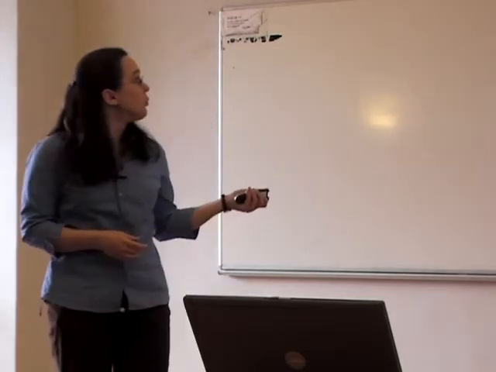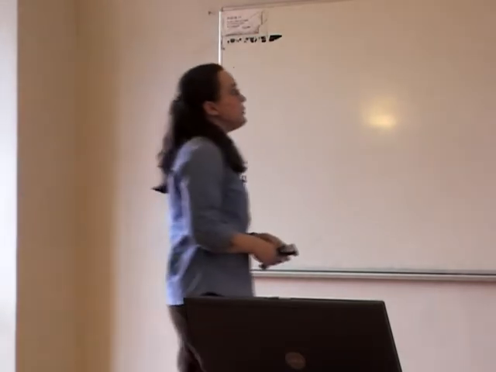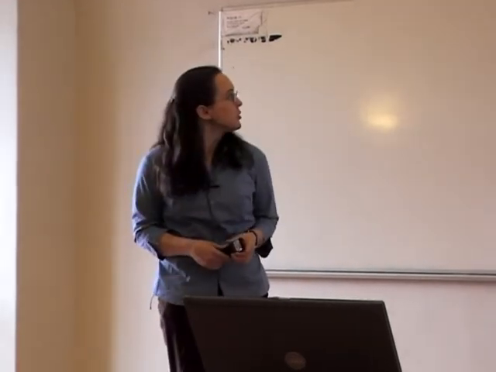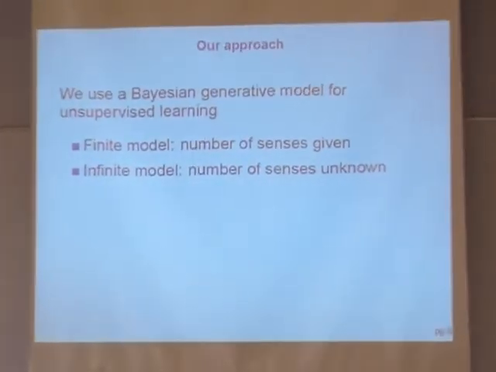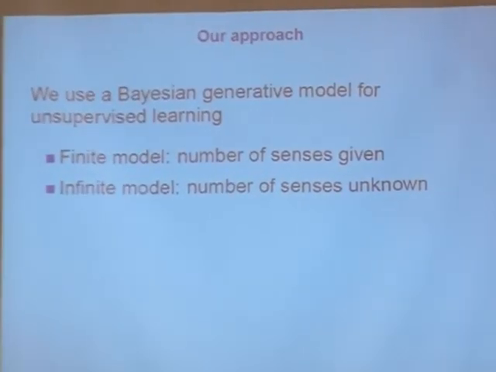So what do we do? We use a Bayesian generative model for unsupervised learning, which I will discuss in much more detail. And we have 2 models. The finite model is where we do give the number of senses. We tell it how many there are. And then we extend the finite model into an infinite model, where we don't know the number of senses.